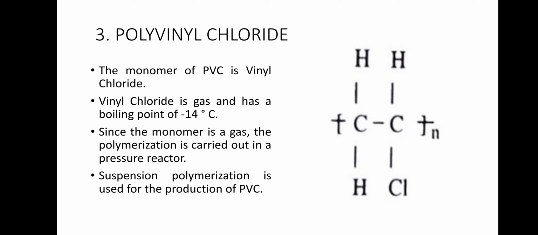The third synthetic polymer is polyvinyl chloride. The monomer of PVC is vinyl chloride. Vinyl chloride is a gas and it has a boiling point of minus 14 degrees Celsius. Since the monomer is a gas, the polymerization is carried out in a pressure reactor. Suspension polymerization technique is used for the production of polyvinyl chloride.